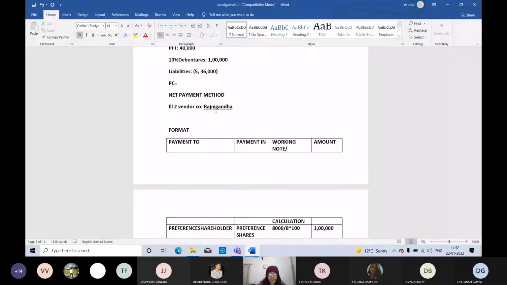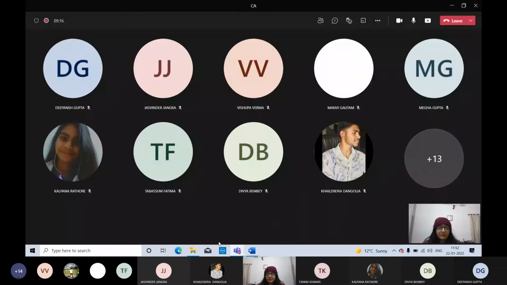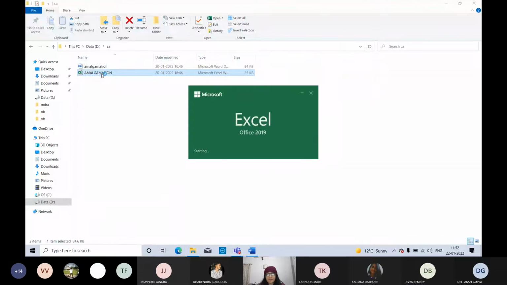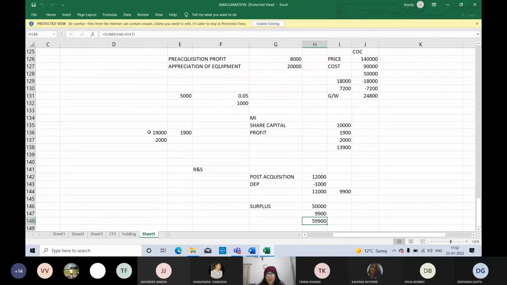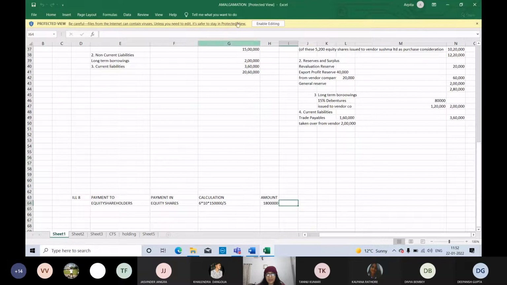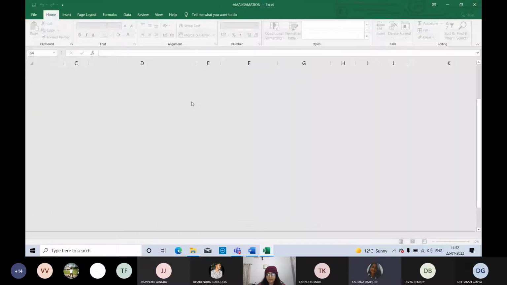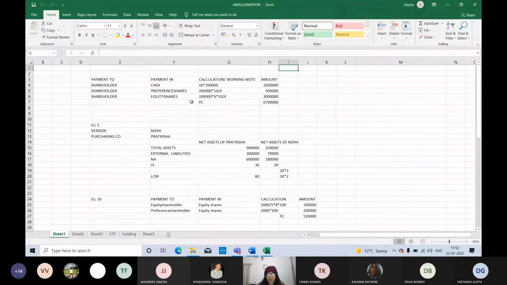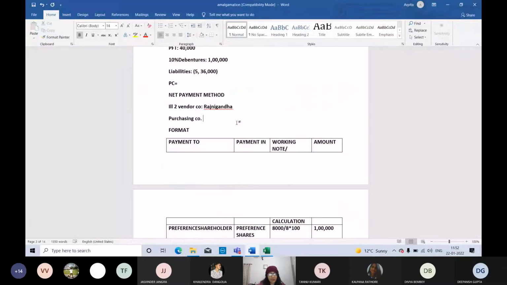And who's going to be the purchasing company? Who's the purchasing company? I need the answer, please. Vasundhara Limited. Vasundhara, okay. All right, so this is actually the question. I'll show you, don't worry. Let's first discuss it. Okay, so you're saying Vasundhara is the purchasing company.